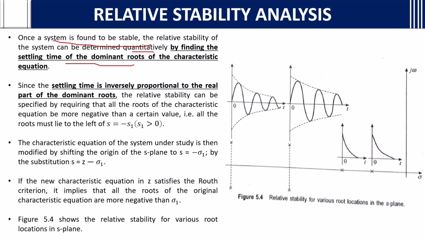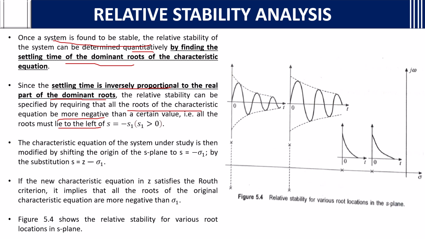Since the settling time is inversely proportional to the real part of the dominant roots, the relative stability can be specified by requiring that all the roots of the characteristic equation be more negative than a certain value. All the roots must lie to the left of s equals minus sigma 1, which is less than 0. So it should be on the left side of the plane. Why? Then only the system is stable, as we know.